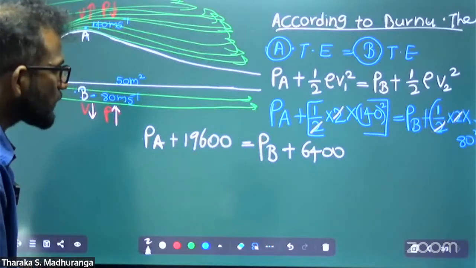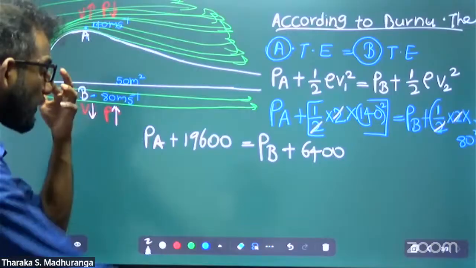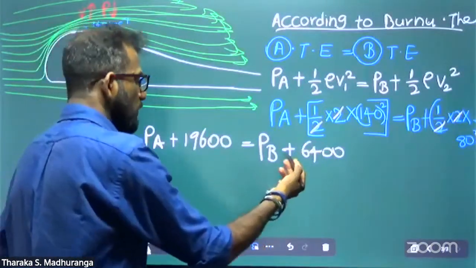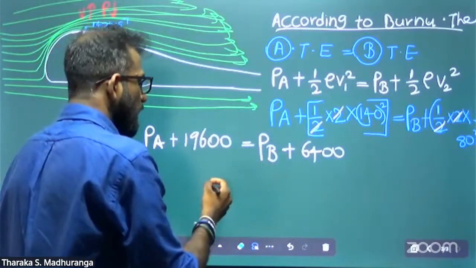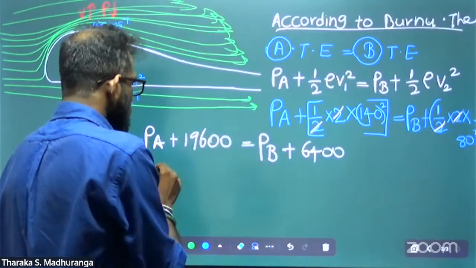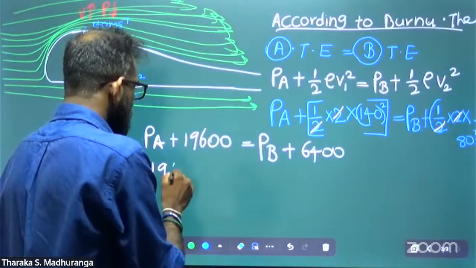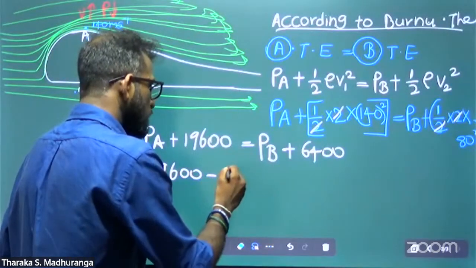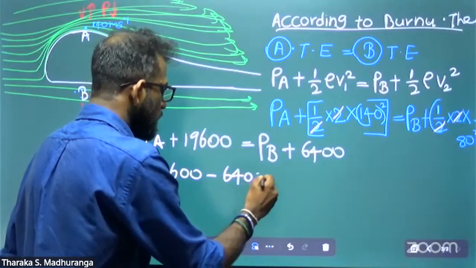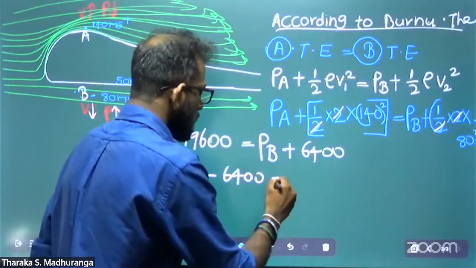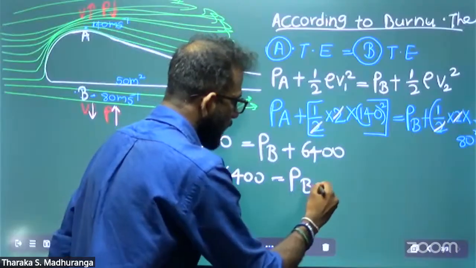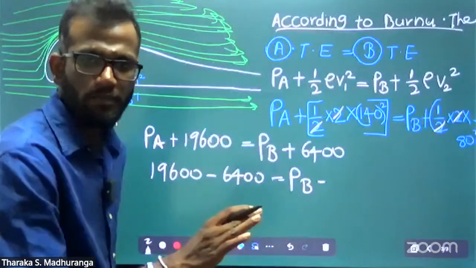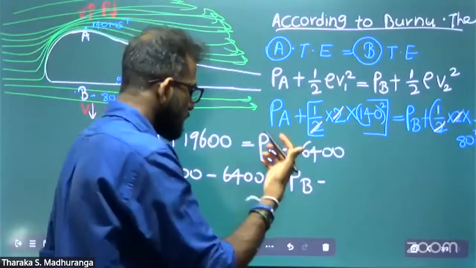Then I need to bring PB and PA to this side as minus values. Then 19,600 and this 6,400 get as minus value on this side, 6,400, equal. PB minus PA, and which is the higher value you need to decide according to Bernoulli's theorem.